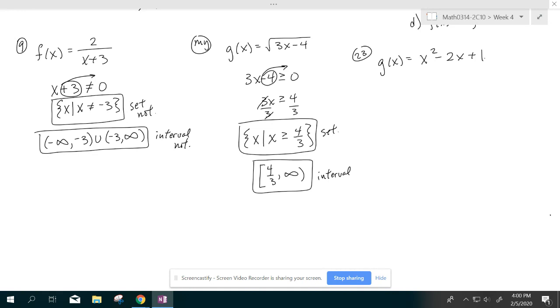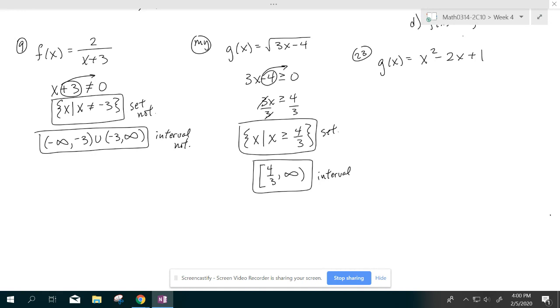So my question is, does a polynomial function have a restriction? No, is correct. Does a rational function have a restriction? Yeah, the denominator cannot be 0. Does a radical function have a restriction? Yeah, because we can't square root negative numbers.